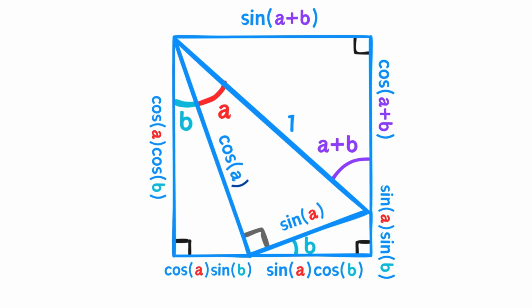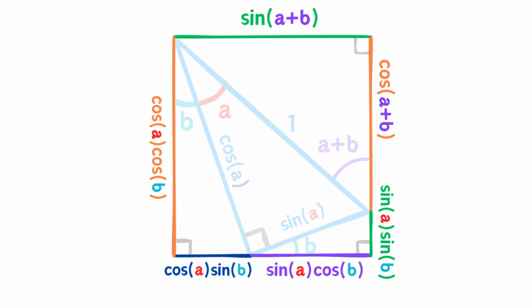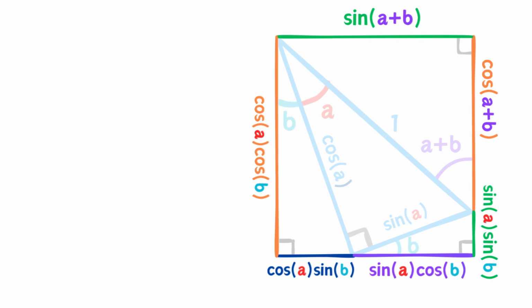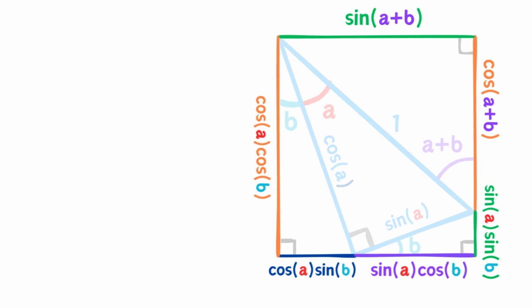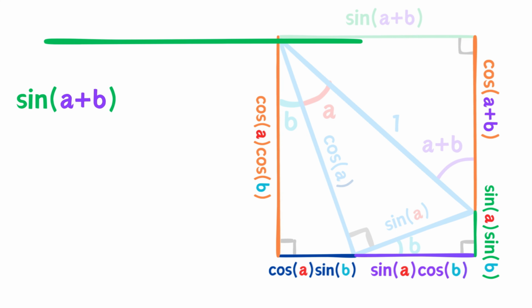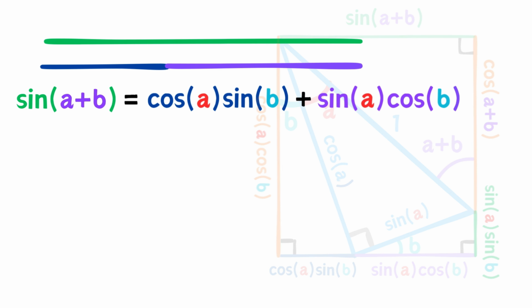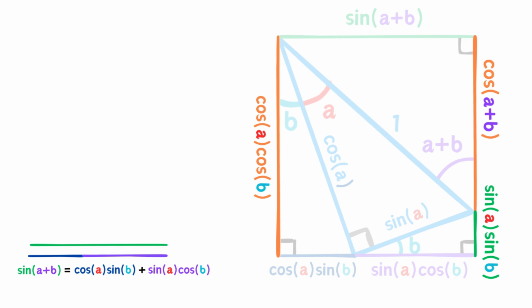Now, here's where all the magic happens and how we find those addition identities. If we just look at the lengths that make up the sides of the rectangle, we see that sine of A plus B has the same length, or is equal to, cosine of A times sine of B plus sine of A times cosine of B. That's trigonometric addition identity number 1.